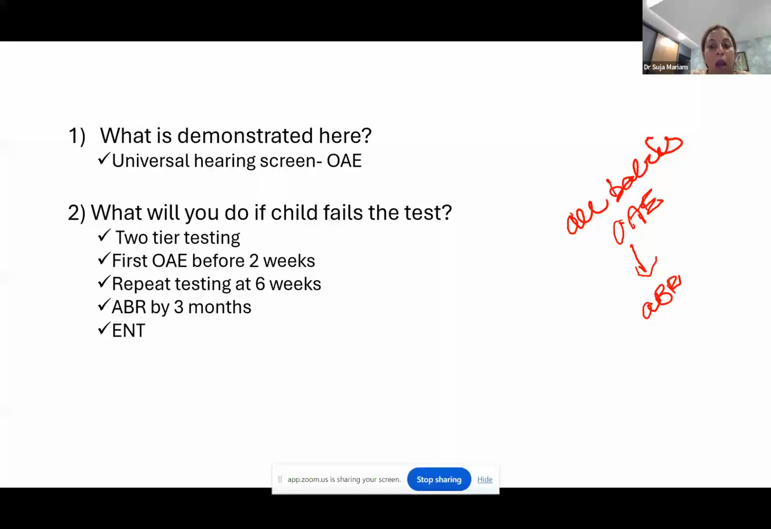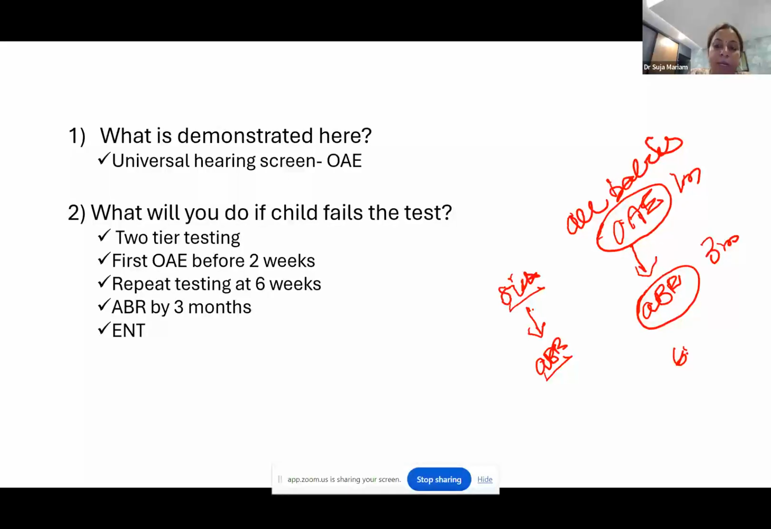Now, what will happen? For a sick baby with a lot of risk factors, for example NICU stay, ventilation, asphyxia, severe neonatal jaundice, drugs received, or family history, they will go directly to ABR or BERA. Within this two-tier testing, the OAE should be done within 1 month, and the ABR within 3 months. And by 6 months, the baby should have received an ENT assessment. And if the baby is deaf, he should have started on hearing aid and therapy also.